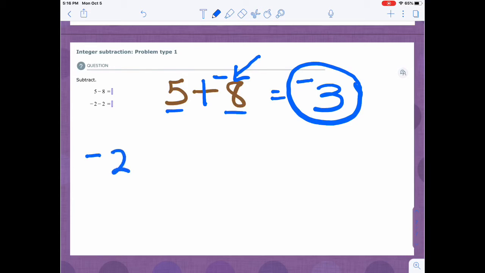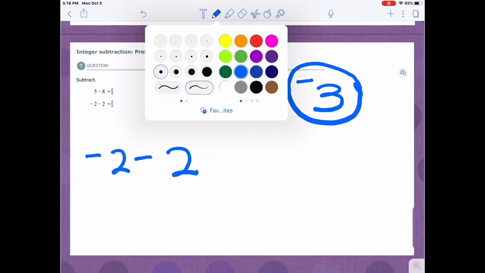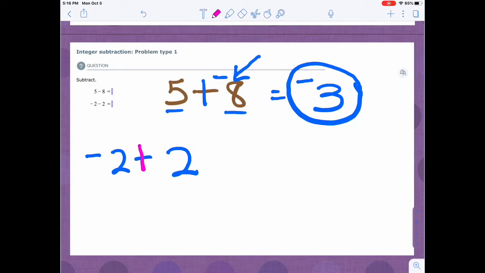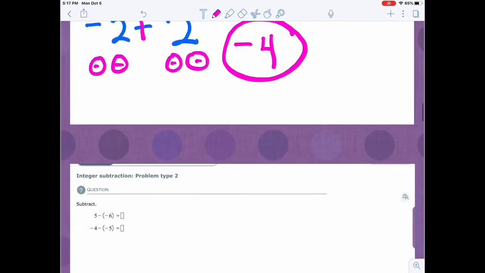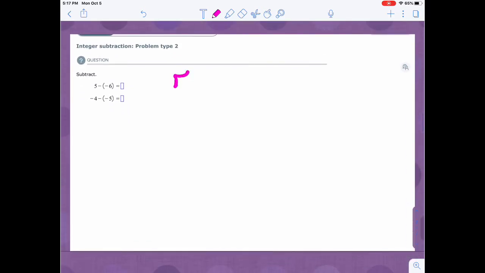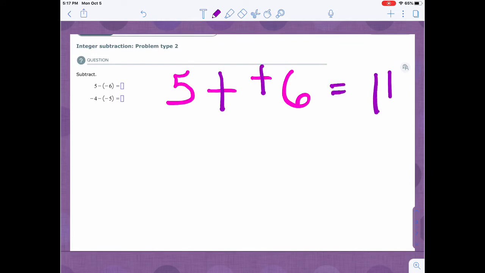Here I have negative 2 minus 2. Again, I want you to practice this. Add the opposite. Change, change. Subtraction is adding the opposite. Now I have negative 2 and I have negative 2 more, and I'm adding them up, so I get negative 4. I just put them together. Here I have 5 minus a negative 6, and I'm still going to add the opposite. Now I have 5 plus 6. Hopefully you haven't gotten so far away from the things that you already know.